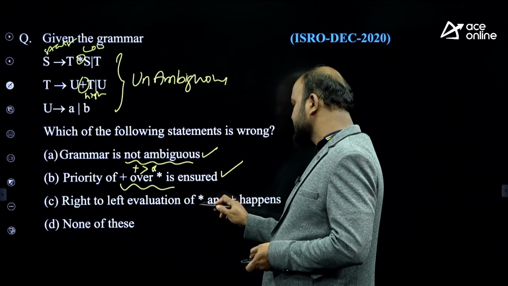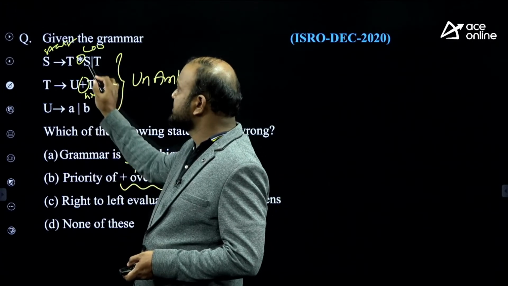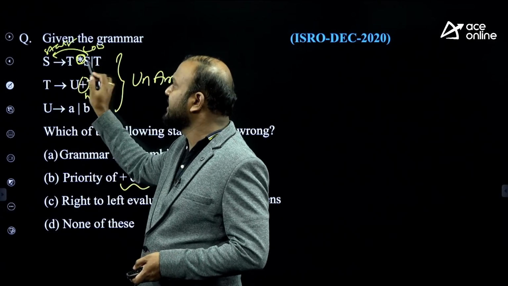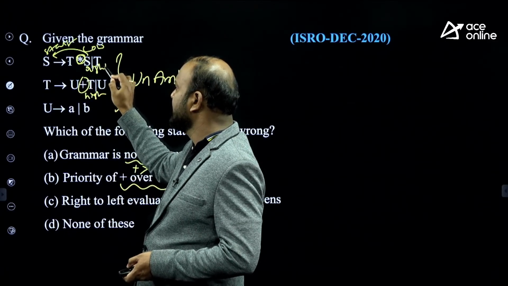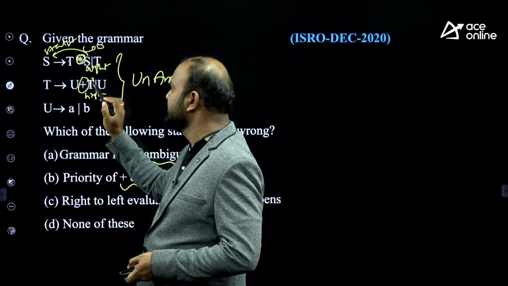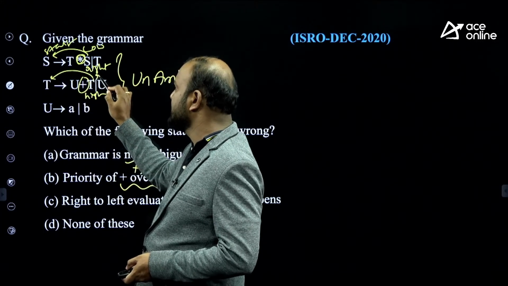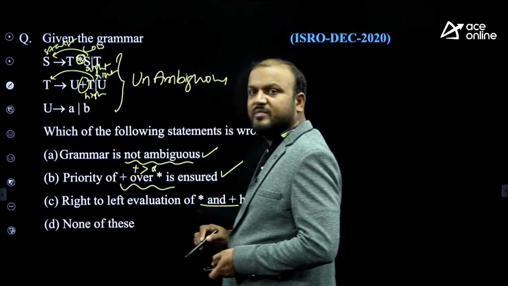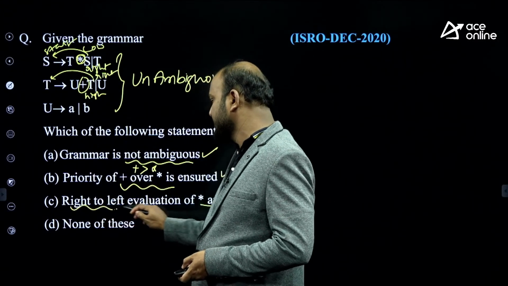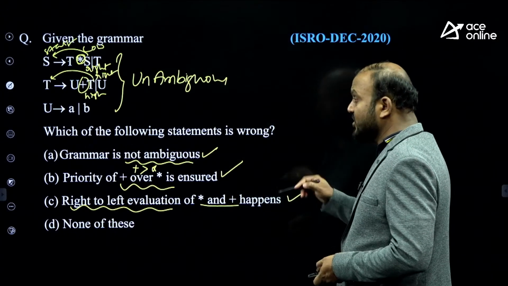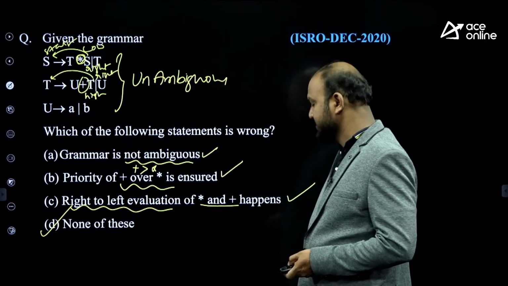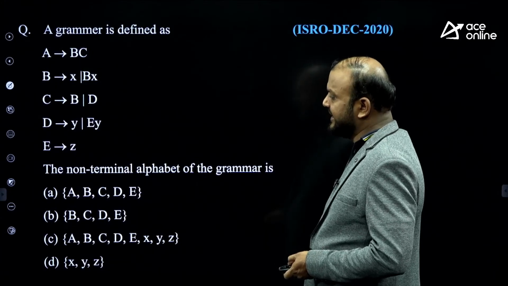Right to left evaluation of star and plus happens. Now look, star is defined with S and S is right recursive. It means right associative. And plus is defined with the T non-terminal and the rightmost symbol in the RHS is same as LHS. It is also right recursion. Right recursion means right associative. So both star and plus are going to be evaluated from right to left, means it is right associative. This is also correct because all the statements are correct. Which is wrong? None of them is wrong. Correct. Fine.